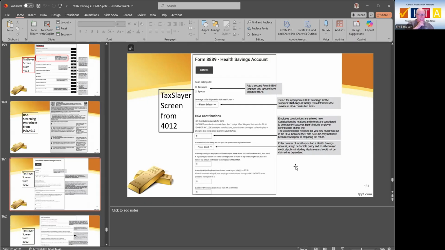This is the screen in TaxSlayer. It's the Form 8889 where they report information about a health savings account, and you can decide, whether it's the taxpayer or the spouse, what kind of coverage they have, what the contributions were, how many months they were covered under the plan.